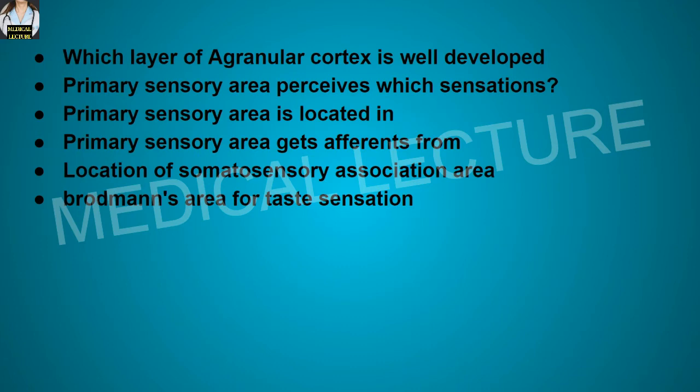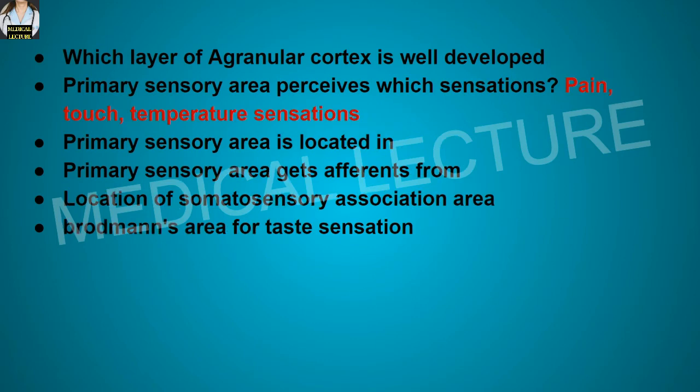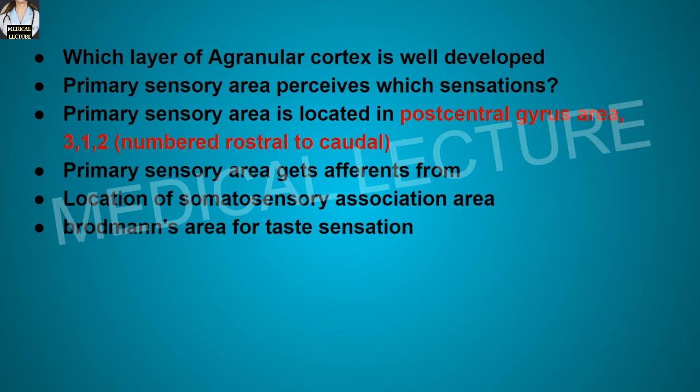Which layer of the agranular cortex is well developed? It is the fifth layer. Primary sensory area perceives which sensation? Pain, touch and temperature sensation. Primary sensory area is located in the post-central gyrus area.